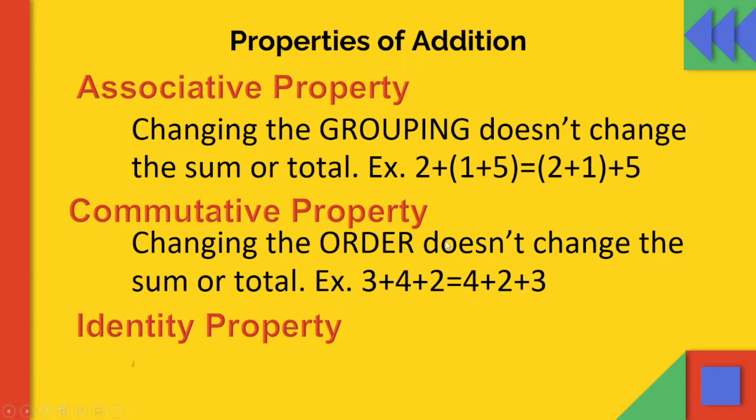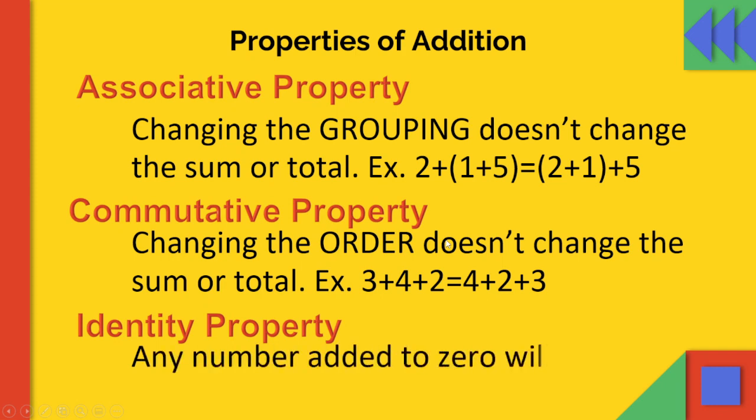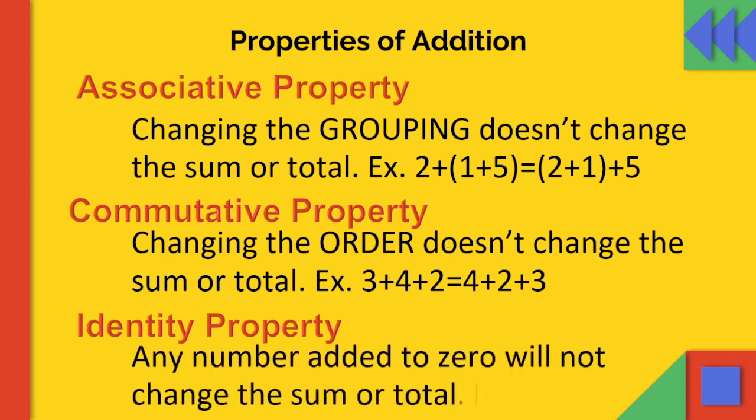And in the identity property, any number added to 0 will not change the sum or total. So 9 plus 0 will still be 9. 11 plus 0 is 11. 15 plus 2 plus 0, the answer will be 17. 15 plus 2 is 17, so the answer will be 17. Okay? So that's it for our review of the properties of addition.